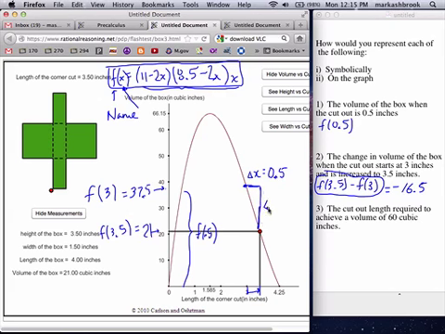Corresponding change in volume is right here. So this is delta, we could say delta V, or we could say delta F. Both are good, and that delta V or delta F is this right here. F of 3.5 minus F of 3. So the representation is this vertical line. This vertical line is that representation of the change in volume.